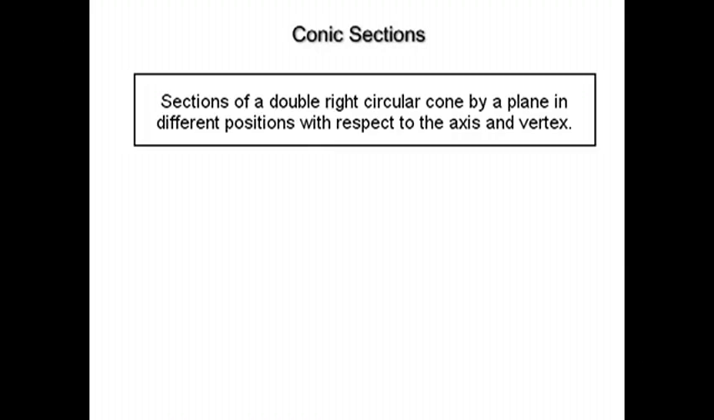Conic sections. Conic sections are the sections of a double right circular cone by a plane in different positions with respect to its axis and vertex.